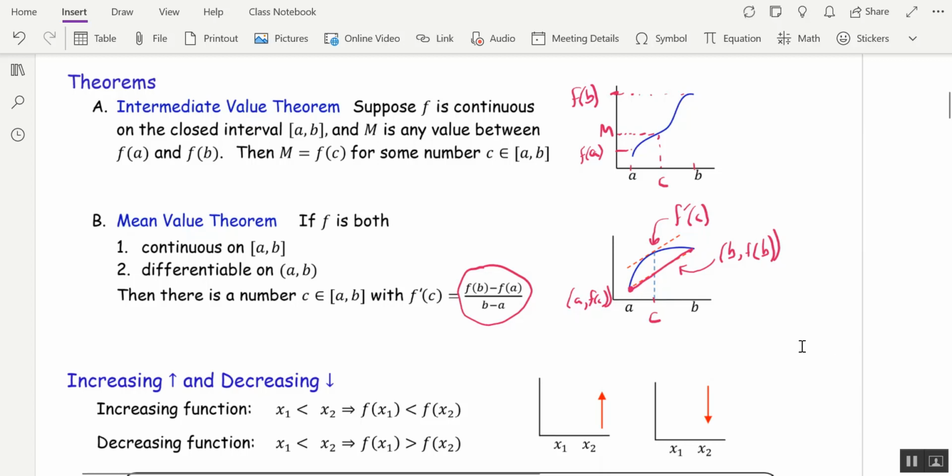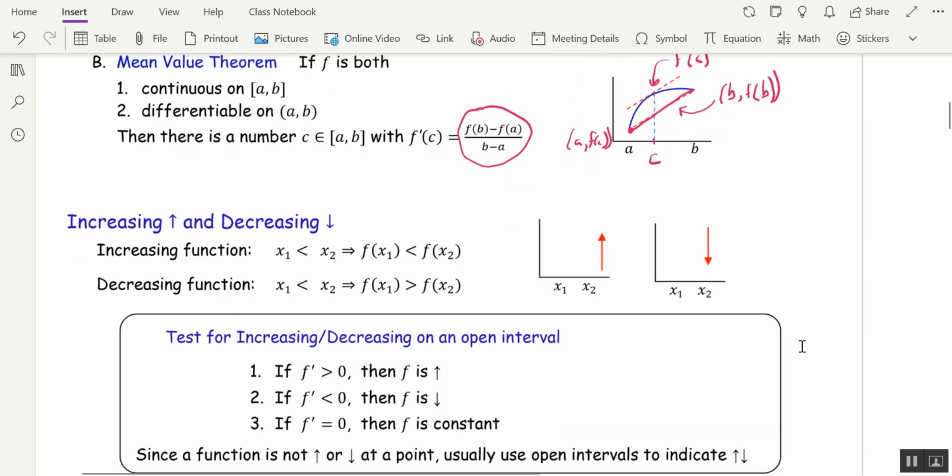All right, so now let's talk about some consequences. Number one is increasing, decreasing. So you don't have to memorize this. I just want you to know what increasing is, and it's very simple. As you move from left to right, a function's increasing if it's going up, and it's decreasing as you move from left to right if it goes down.